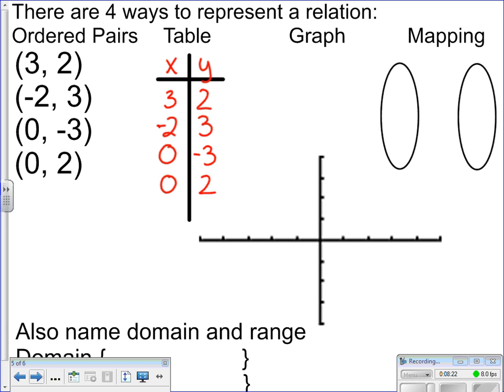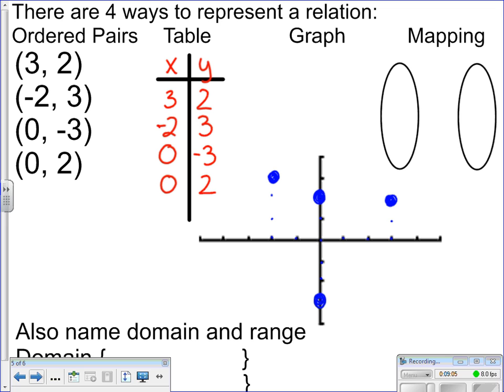The third way is with a graph. So if you see the 4 dots on the graph, you should be able to take the dots from the graph, make a table, or make ordered pairs. So (3, 2), (-2, 3), (0, -3), and (0, 2). So those 4 dots should match up with the 4 ordered pairs and the 4 numbers from the table.